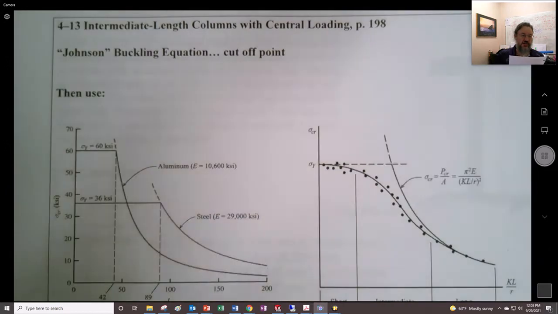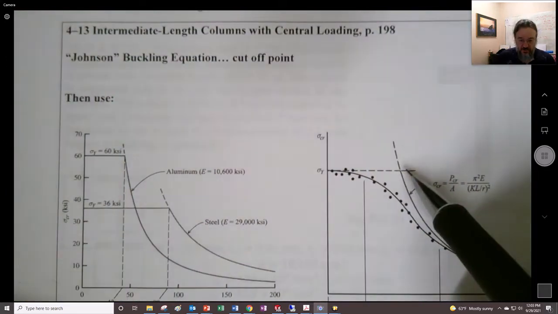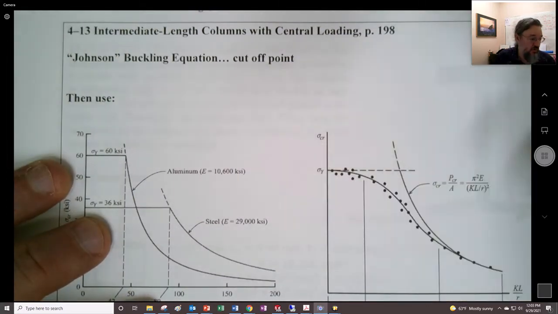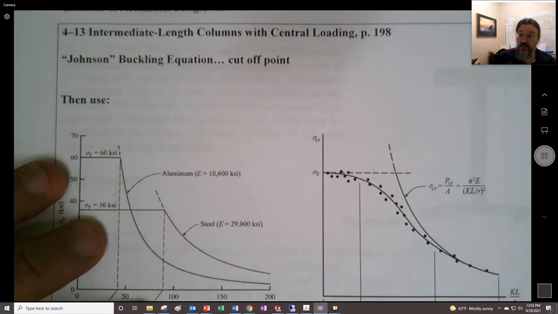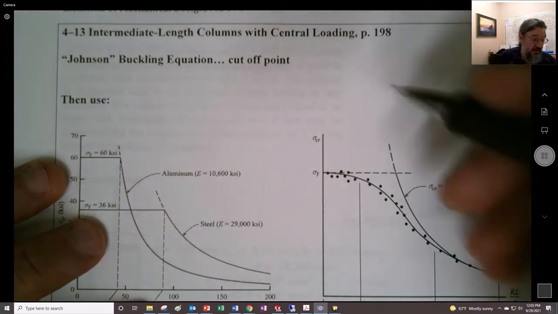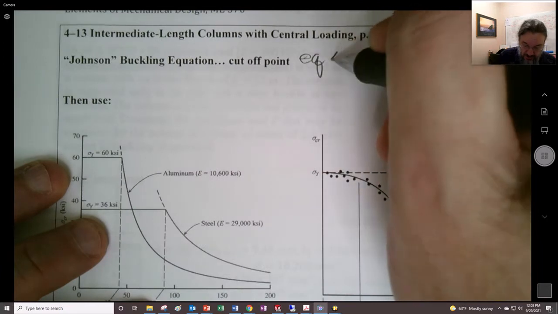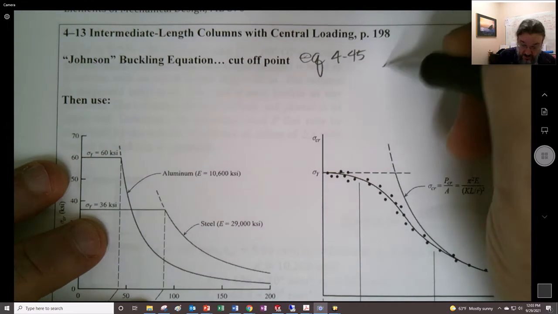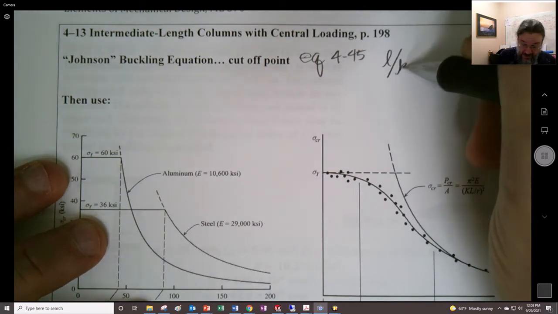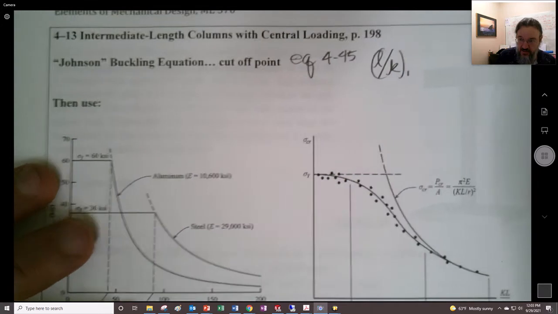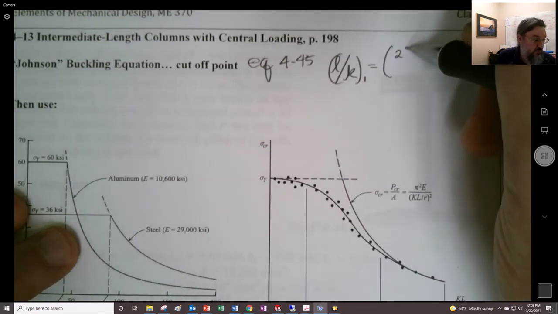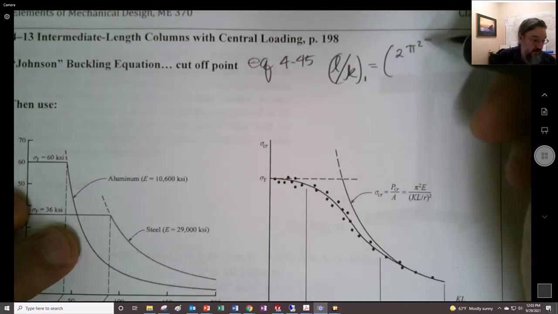So we need to come up with an equation. This is section 4-13. This is the intermediate size, so the other one's long and slender. At some point, we're going to find a slenderness ratio where we're going to use Johnson instead, if we get below this point. That's going to be equation 4-45 in Shigley. That equation is (L over K), with parentheses and a subscript 1, is going to be equal to 2 pi squared C.